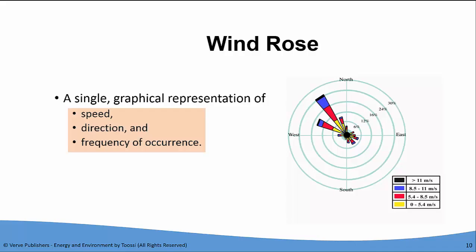So by looking at this here, I can say that most of the wind is coming from the northwesterly direction at the range of between 5 to 10 meters per second. And then I can say, for example, between 16% and 24%, circa which are 8%, so 8% of the time, the wind is in the 8.5 to 11 meters per second, which is the blue color. So it's a very convenient presentation that gives you speed, direction, and frequency all at once.